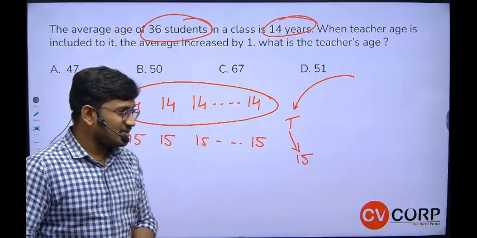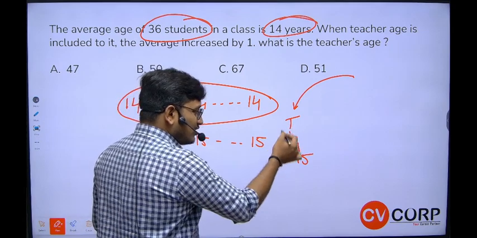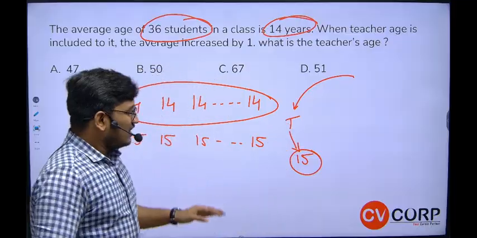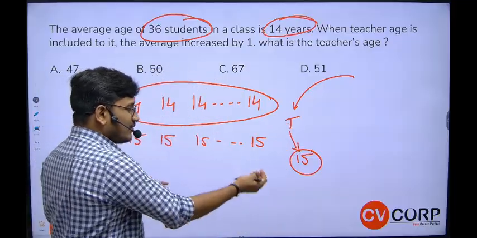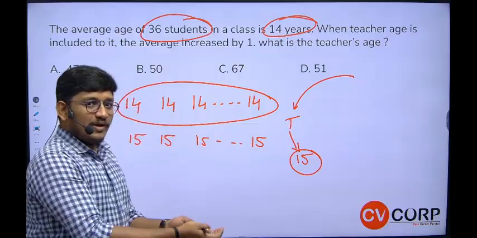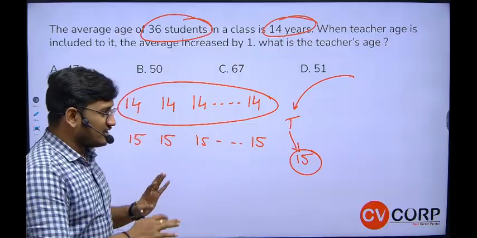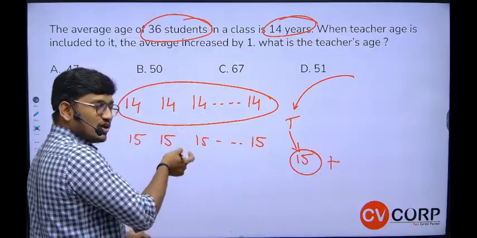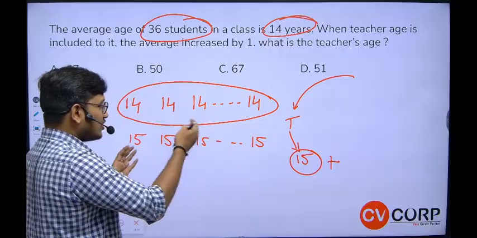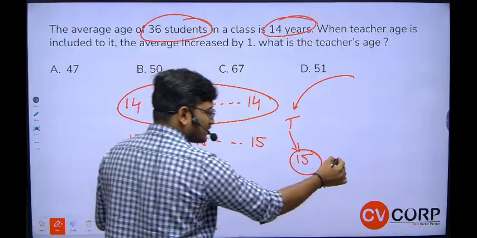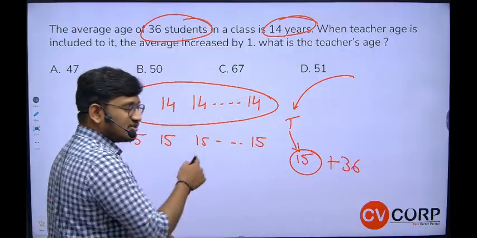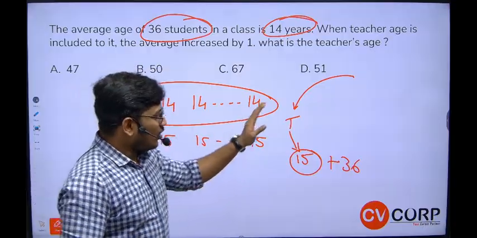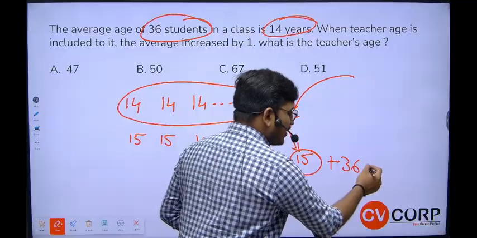Now just imagine the teacher coming to the class with whatever chocolates he or she has. My point is, when the teacher comes to the class, how many extra chocolates should she bring to distribute to the students? Very simple: along with the 15, to give 1 chocolate to each student, he or she should bring 36 extra chocolates to give 1 chocolate to each and every child in the class, to make the average 15. So along with 15, they should bring 36 extra.